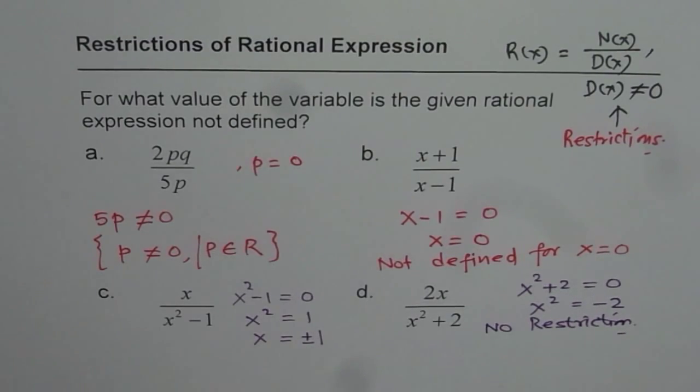I hope with this set of examples you're very clear in your mind how to find restrictions on the variables. Thank you and all the best.